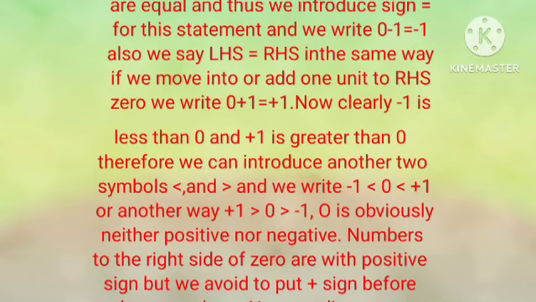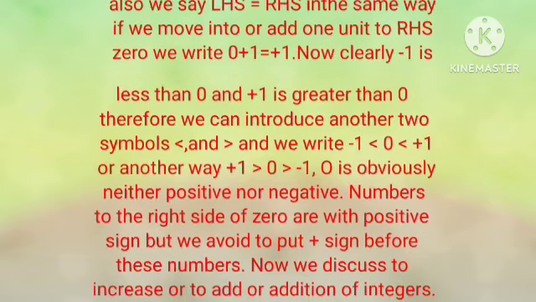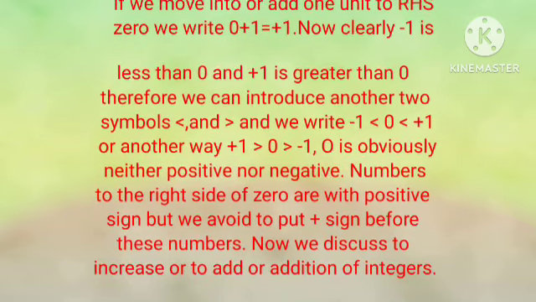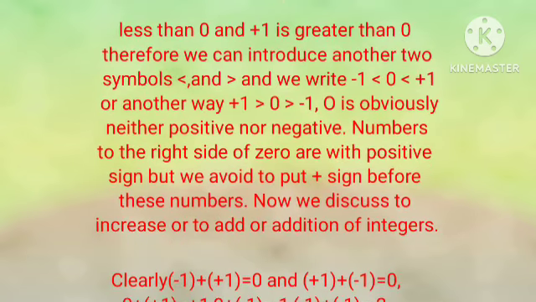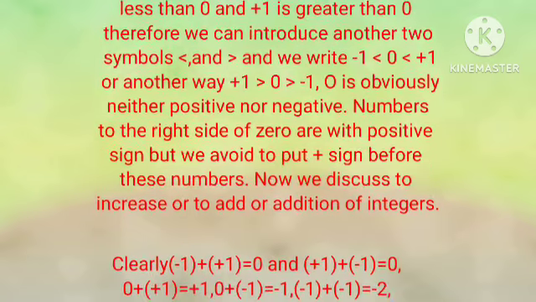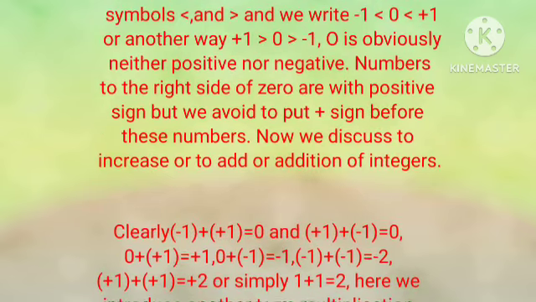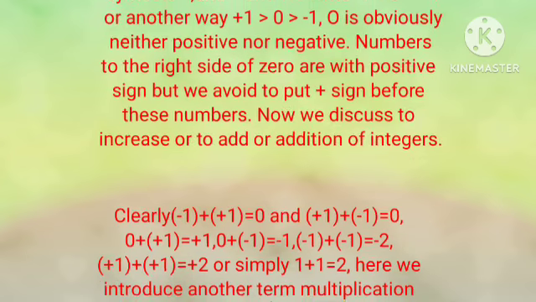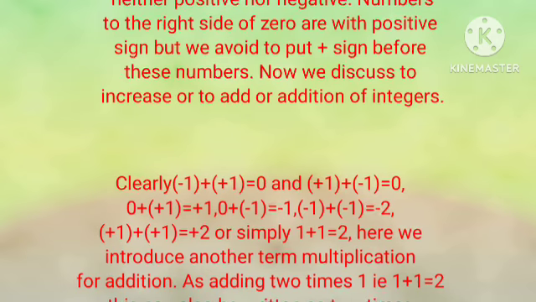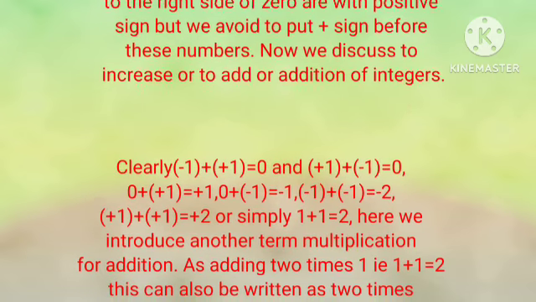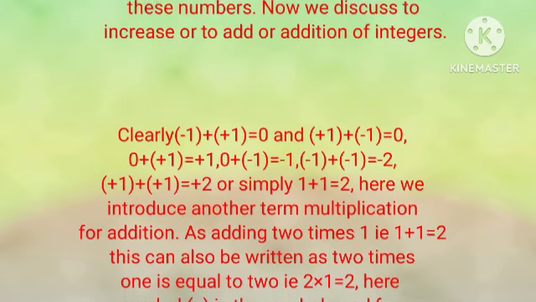Now clearly minus 1 is less than 0 and plus 1 is greater than 0. Therefore, we can introduce another two symbols, less than and greater than, and we write minus 1 is less than 0 and 0 is less than plus 1, or in another way, plus 1 is greater than 0 and 0 is greater than minus 1. 0 is obviously neither positive nor negative. Numbers to the right side of 0 are with positive sign, but we avoid putting the plus sign before these numbers. Now we discuss increasing or adding, that is addition of integers.